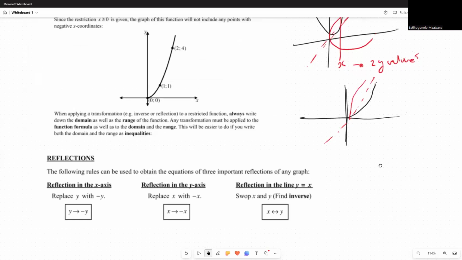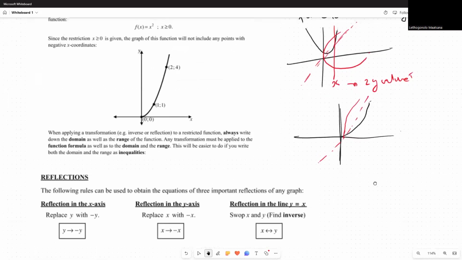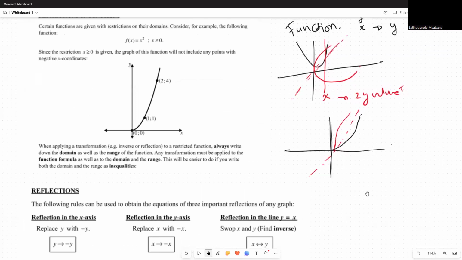To get more practice of your functions and inverses, please head on to the past paper recordings to see how this is done.